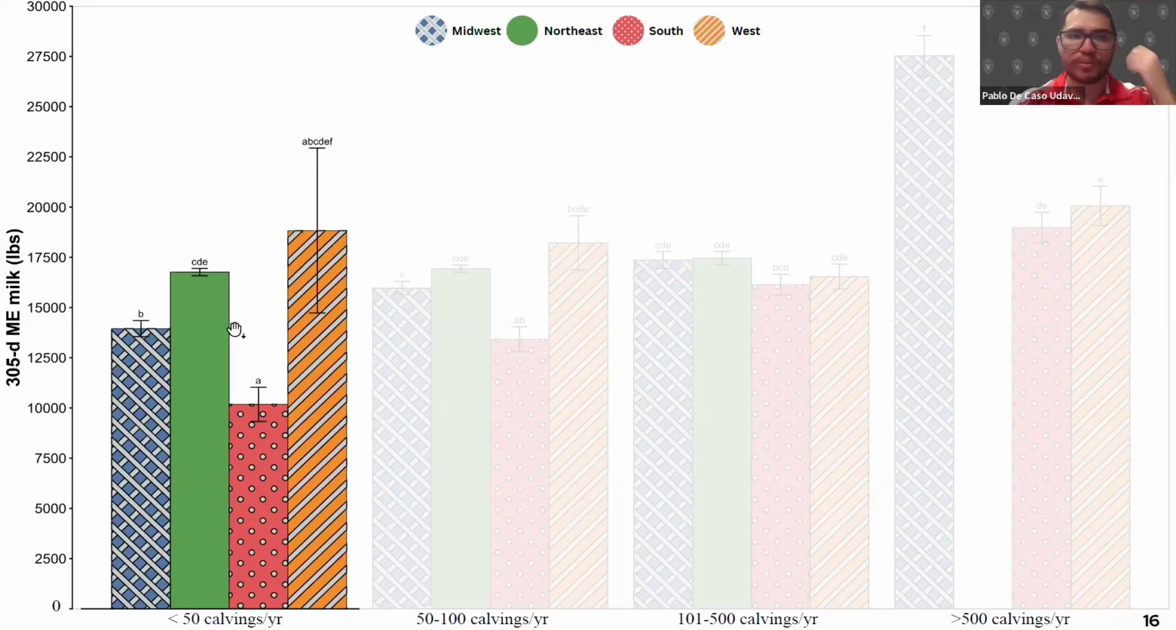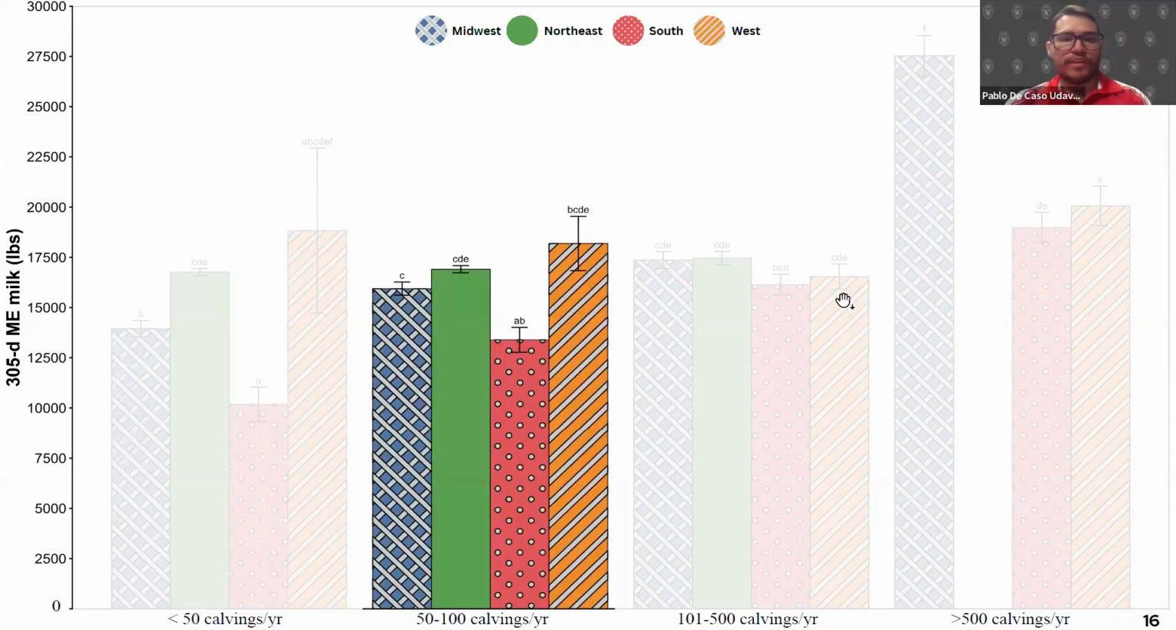But then, for example, if we look at the Northeast, we see that the letters are different, which of course lets us understand that they differ from the Midwest and the South. But then, if we compare it to the West, the Northeast and the West do not differ from each other, and that has to do with the large variation that we're observing in the less than 50 calvings category for the West, right?